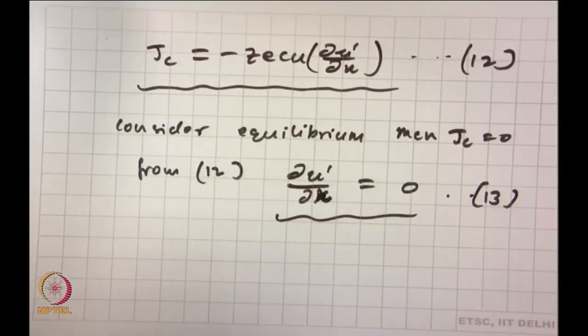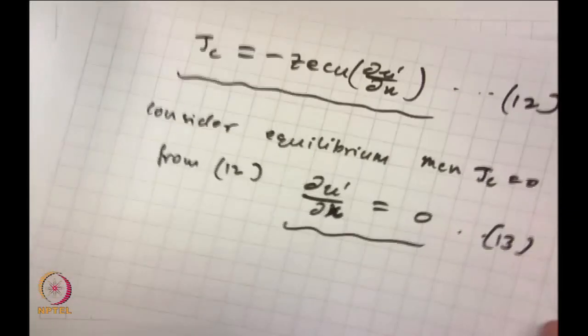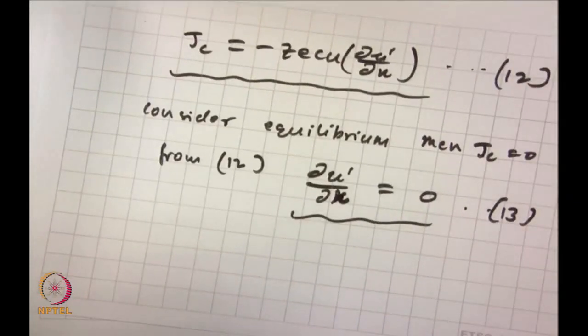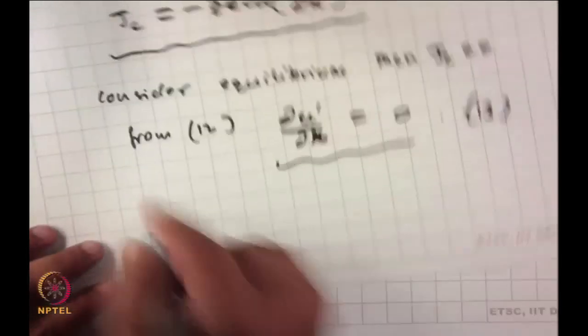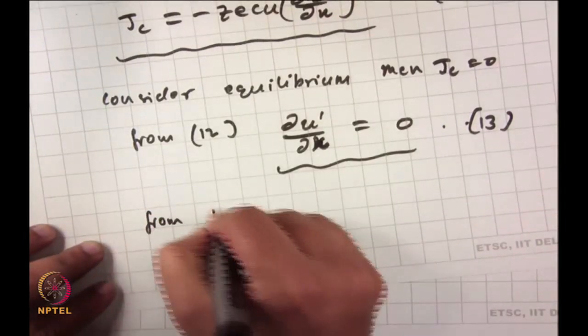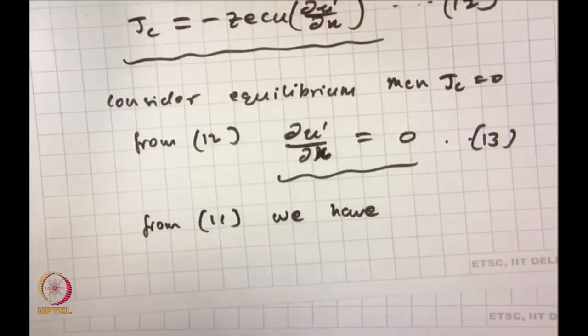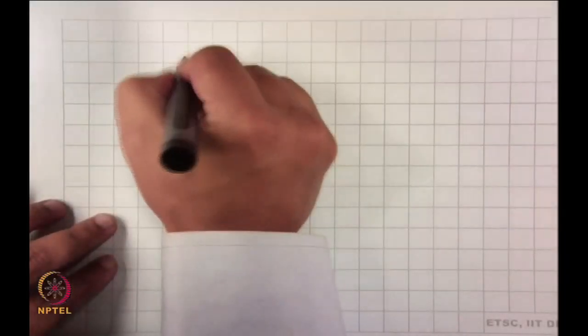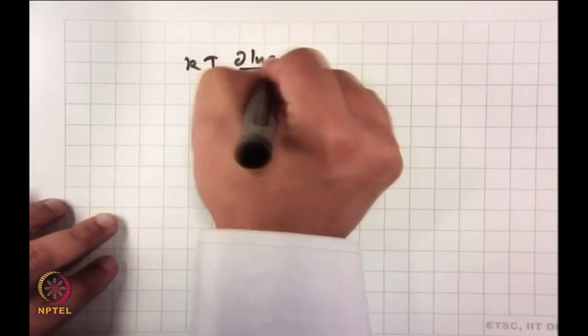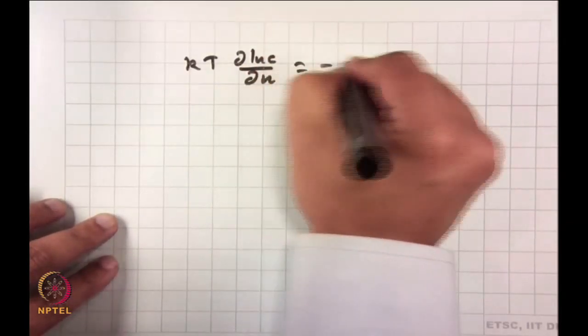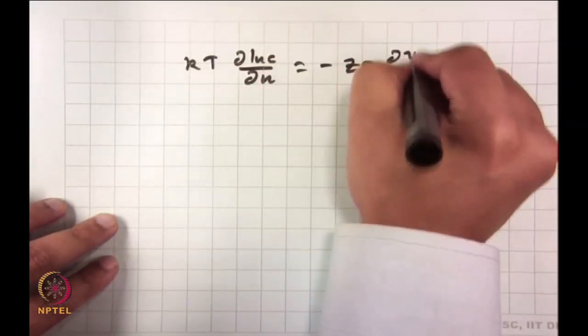Great. Now, do you think we can get the Nernst equation from here? You look at equation number 11. That is where we had the expression of del mu prime over del of x. So, from 11, this is what we have: k T del ln c over del of x is equal to minus z e del psi over del of x.